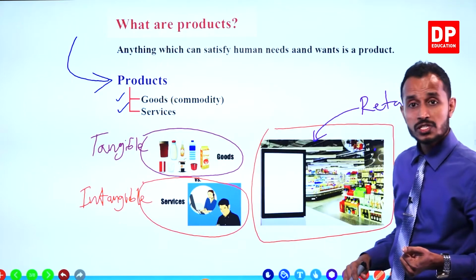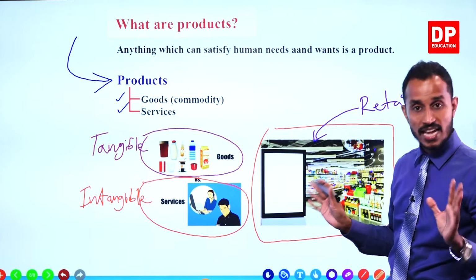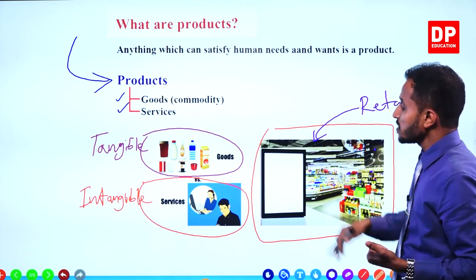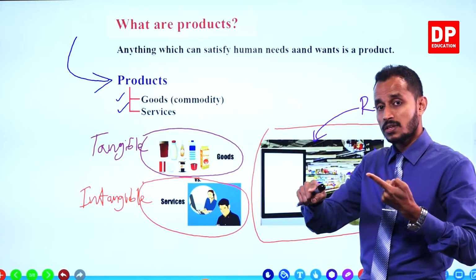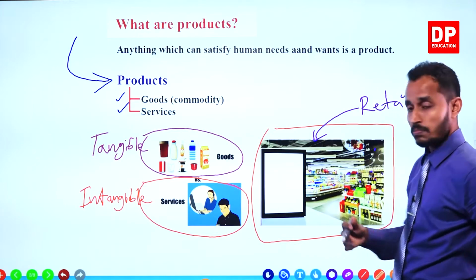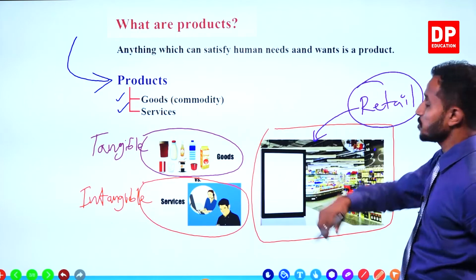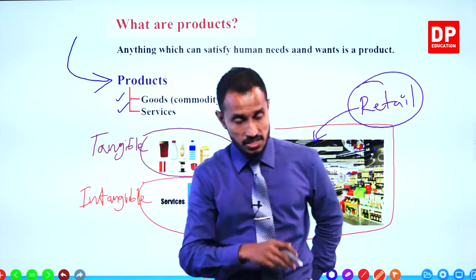Remember, goods are these things, anything that we use, any physical, tangible thing that we use to satisfy our needs and wants. Services are intangible things that we use to satisfy our needs and wants. So take this to your heads. Retailing is a service. Retailing is a service.